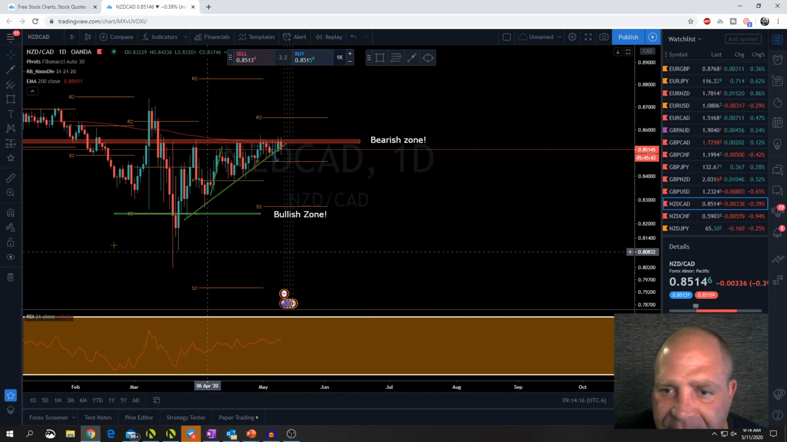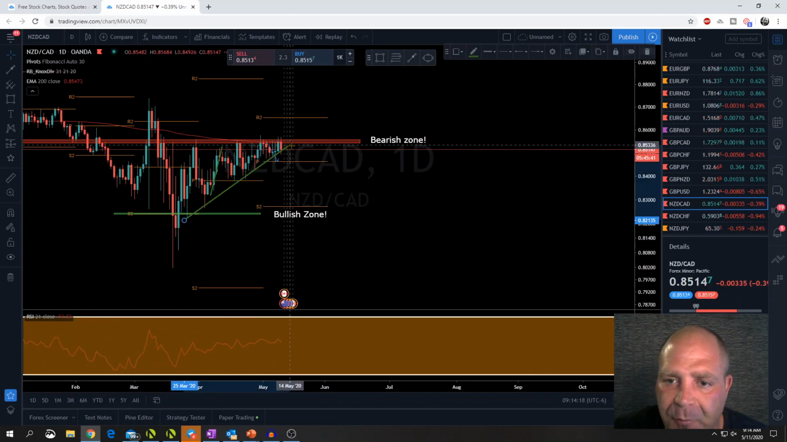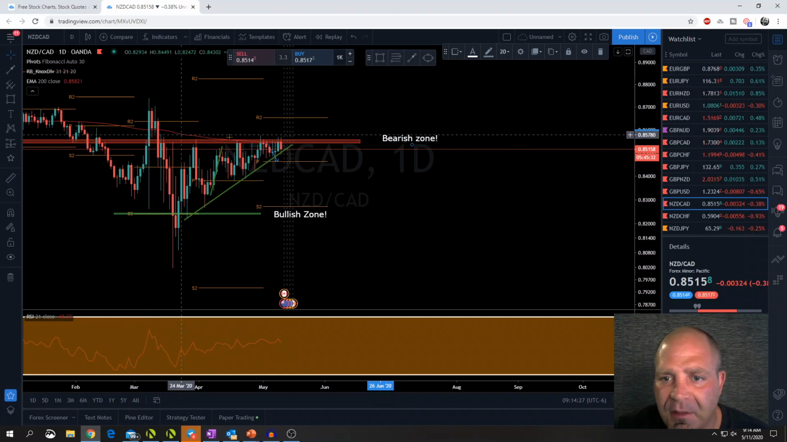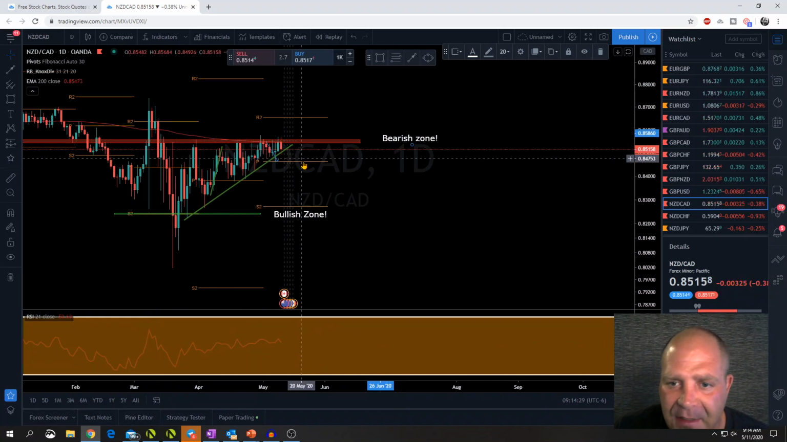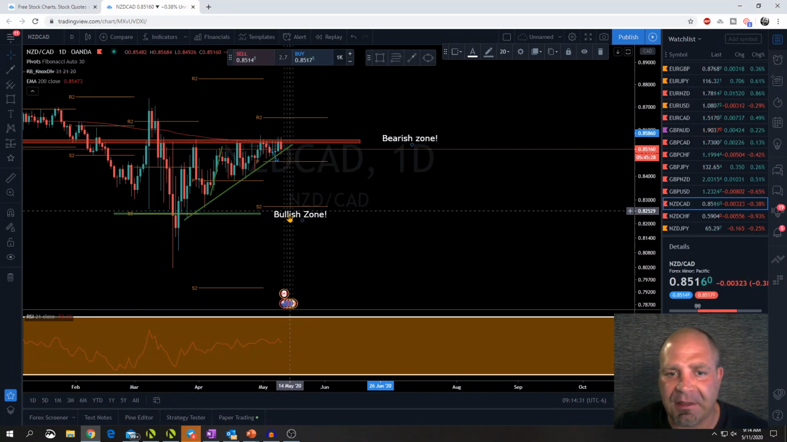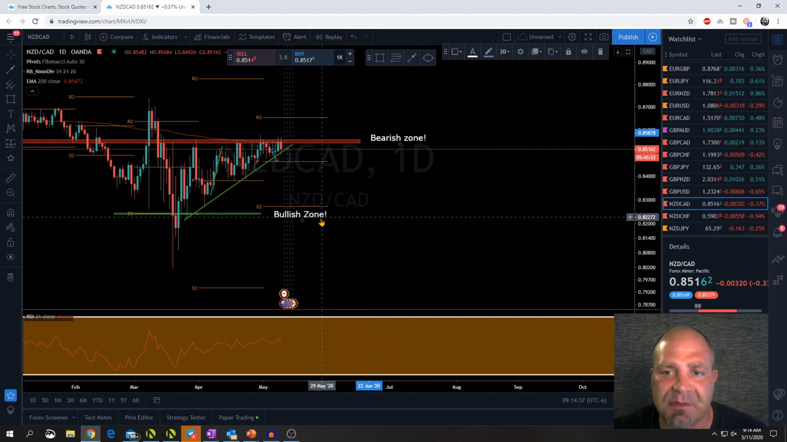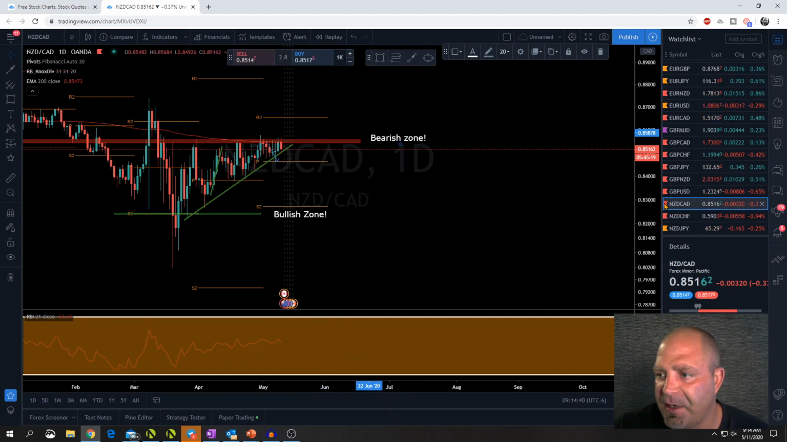NZD CAD. So you can see we're wedging this price. This price is getting in a wedge. It can't seem to break this support. That's the 200 EMA. I think we're going to get a violent break down or above this. So really this bearish zone is a make or break zone for me to trade this pair. I'm going to go orange.